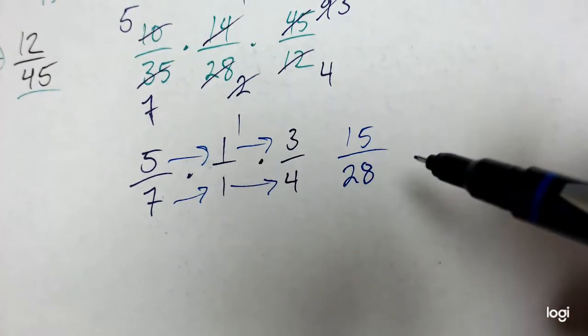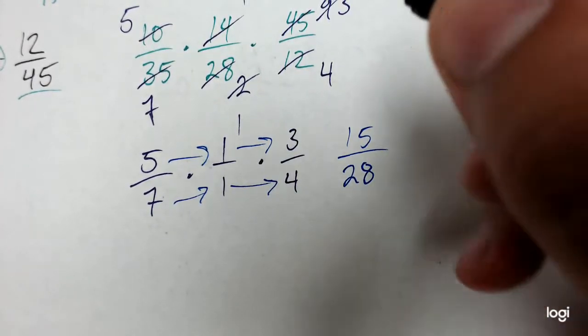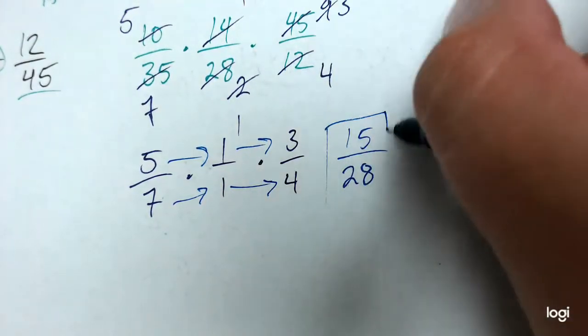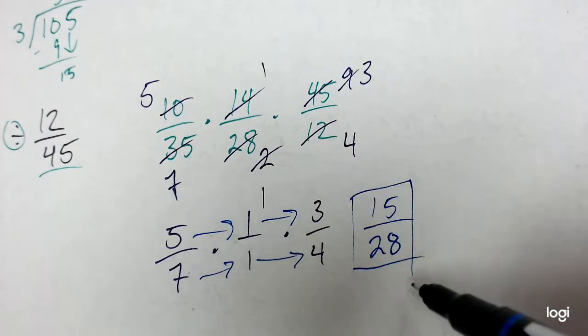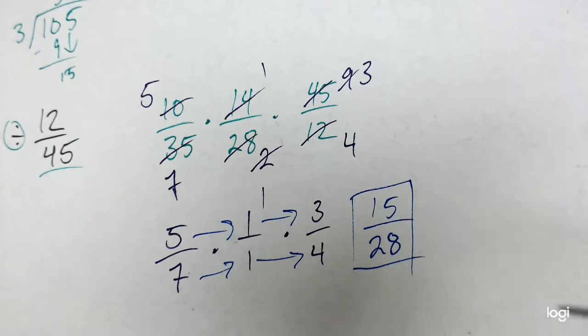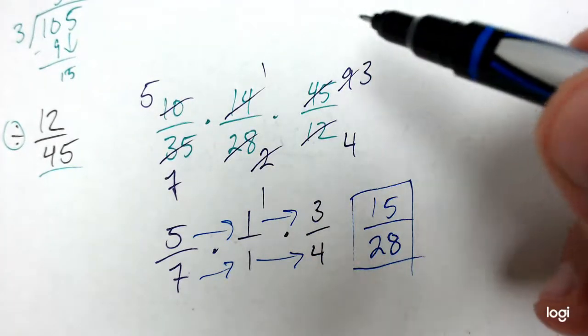Are either one of these divisible by each other? No, they're not. So my final answer is 15/28. And what you'll notice there is if you can cross-cancel good enough, you will never have to reduce your final answer because you will have done all the reducing before you multiplied.